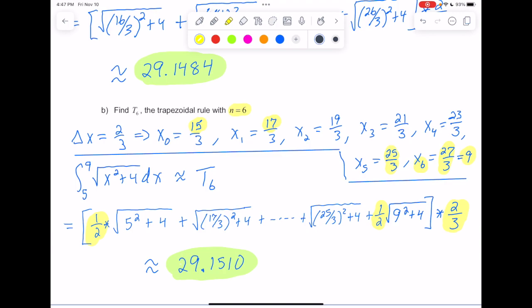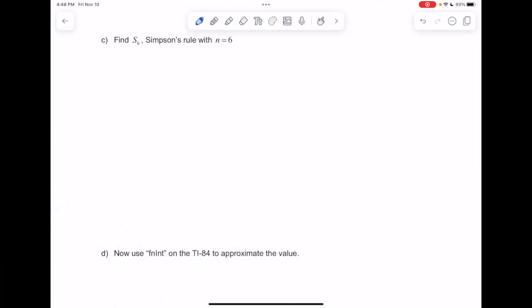All right, we're going to go do Simpson's rule next, and I'm going to show you how we can edit our last calculator calculation when we do Simpson's rule, and that'll be nice to be able to take advantage of work we've already done. All right, so moving on to the Simpson's rule for this one.